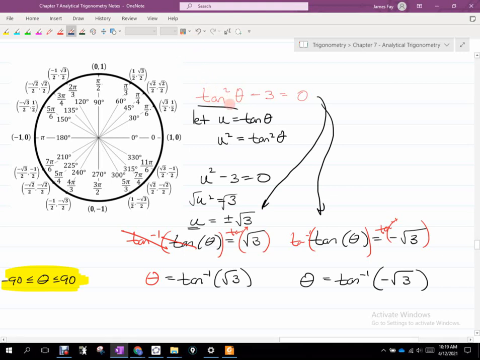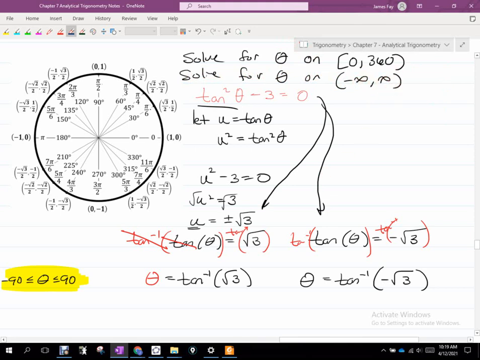Usually your problems will say one of two things. Solve for theta on the interval from, let's just say 0 to 360, or they'll say solve for theta on the interval from negative infinity to positive infinity, however they want to say it. When they say solve for theta on 0 to 360, they could say 0 to 720 or 0 to 1080, or negative 360 to positive 360, but they're giving you a starting value and an ending value. What that means to us is that there's going to be a finite number of solutions. You'll be able to count how many solutions you have.